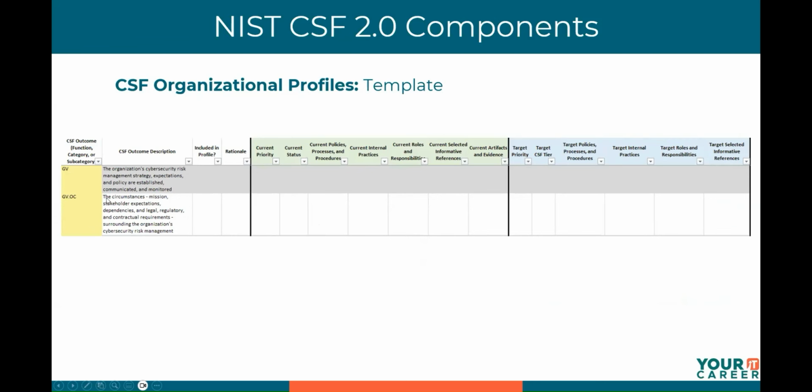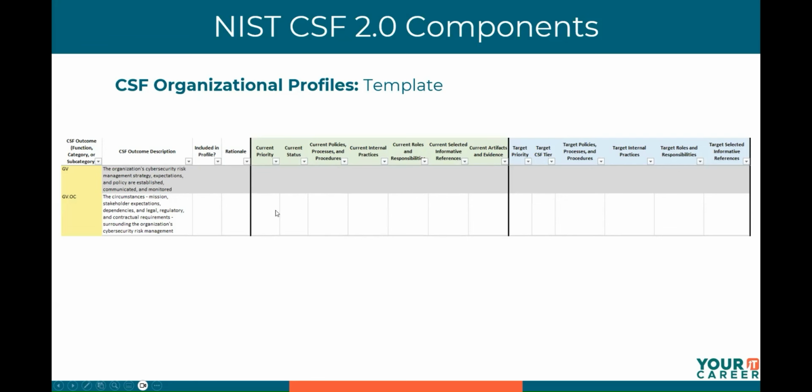But you can see included in profile means, is it part of the scope of this particular profile? Remember, you can have different profiles depending on scope. So you get to answer all those questions. What was the priority, what was the status, are there policies, are there internal practices, roles, responsibilities, evidence?